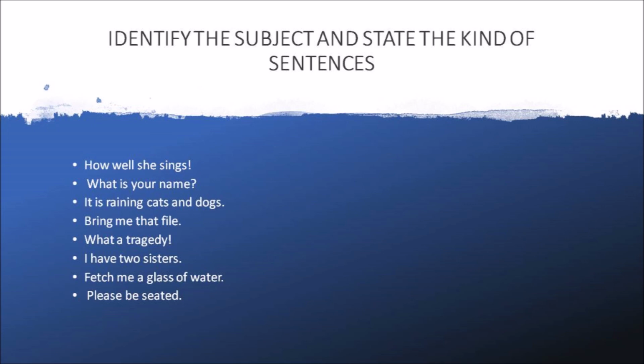And now I have an exercise for you in which you have to identify the subject in the sentences. The sentences I have given you are very simple, and you have to identify the subject and also state the kind of sentence, because we have done the kinds of sentences in this chapter and in the previous chapter also. So I want you to write which type of sentence it is as well when you are identifying the subject.